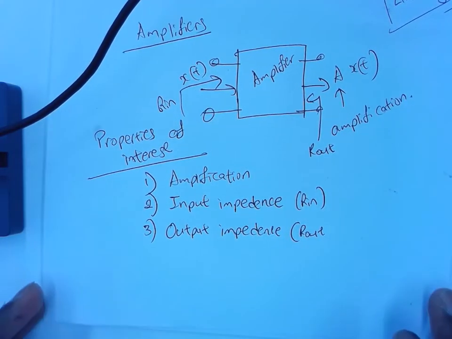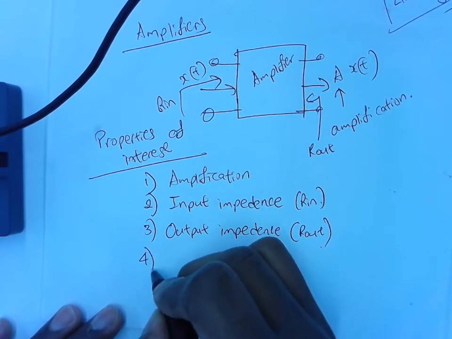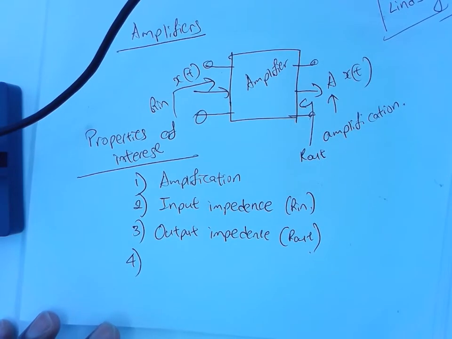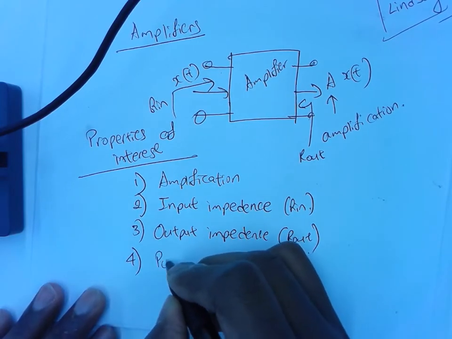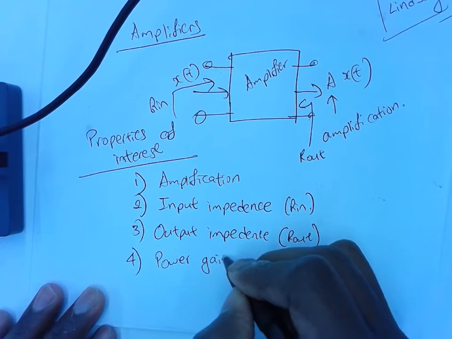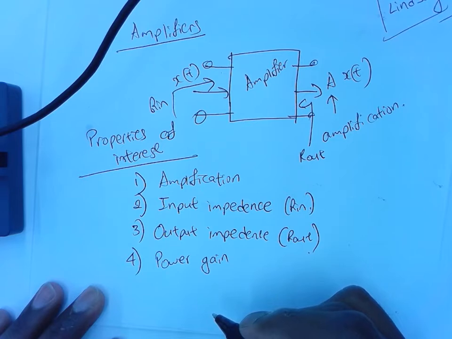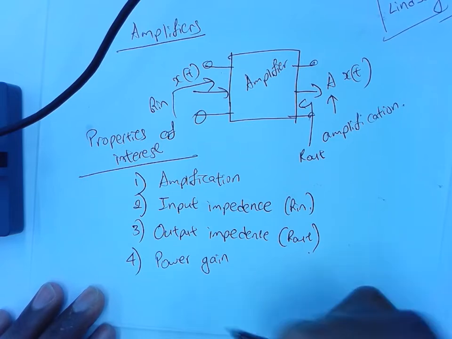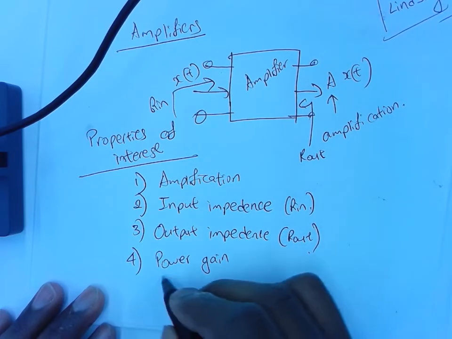So we have input impedance and output impedance. Can you think of anything else which is of interest? Power gain. Power gain can be inferred from these other properties, but that's something you want to look at. How much power can the system add? Usually there will be certain limitations. So power gain is another thing. Anything else?